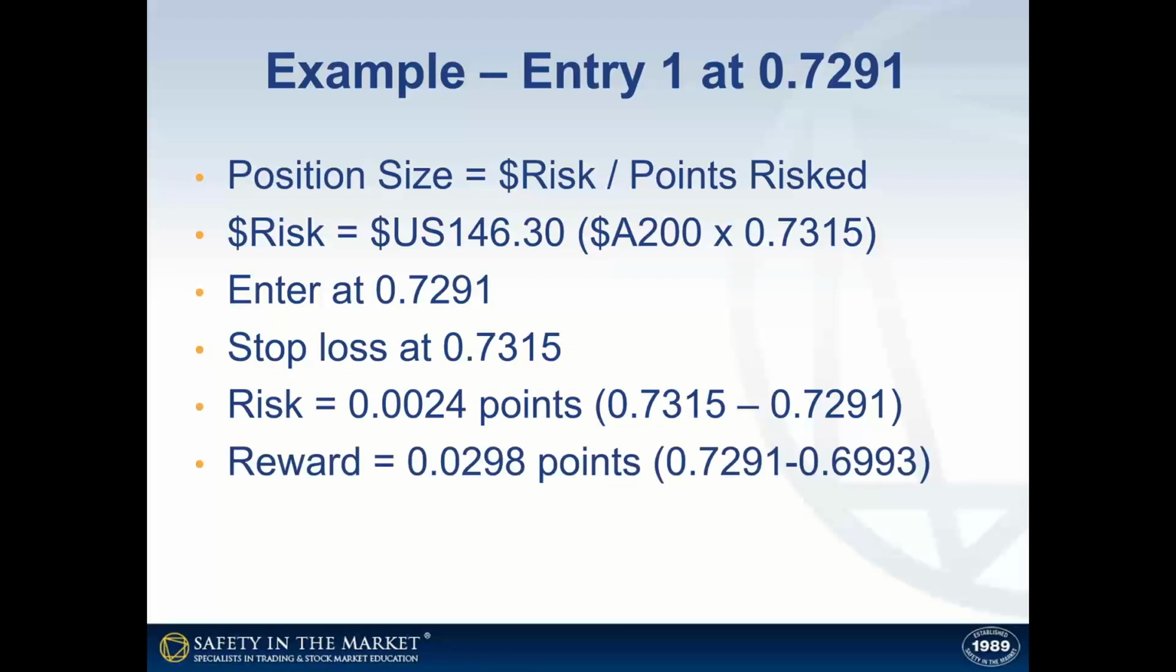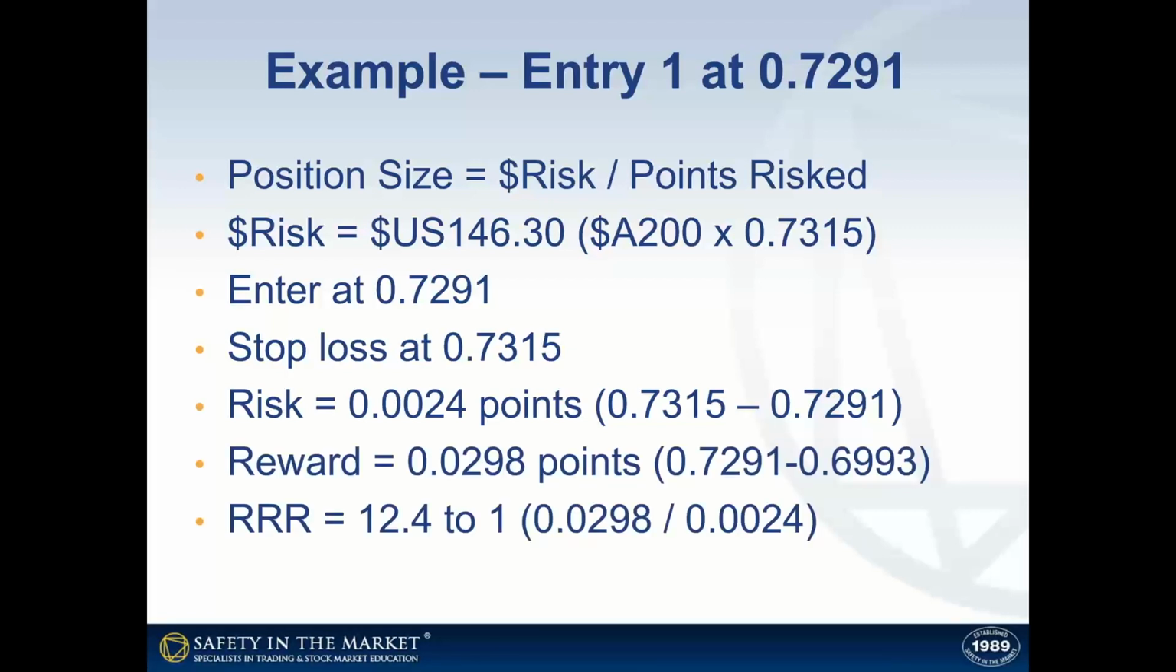The reward is 298 points, and that gives us a reward to risk ratio of 12.4 to 1. Now, that figure is correct, but it will change slightly because we're entering the market with a risk based on this exchange rate, but our profit is based on our profit target of 6993, which is a lower price. And if we make a profit, we convert it back from US dollars to Australian dollars using a different exchange rate. So this reward to risk ratio will be very close, but it will be slightly different.